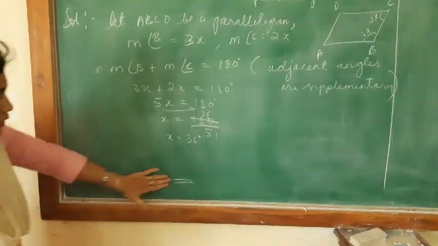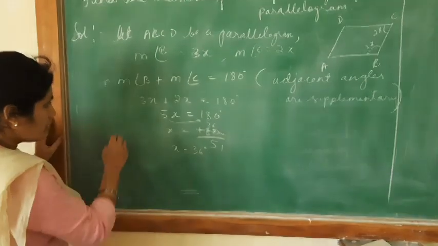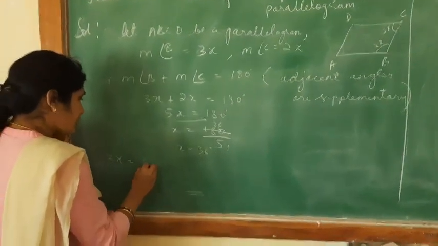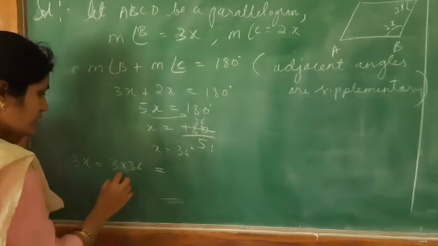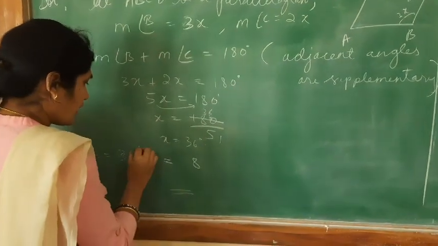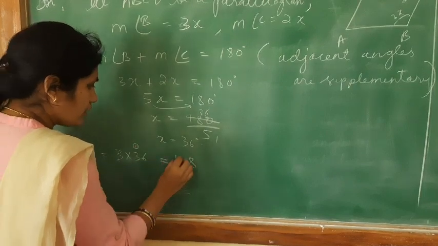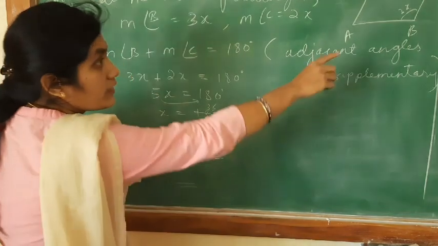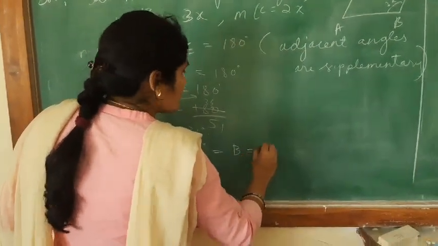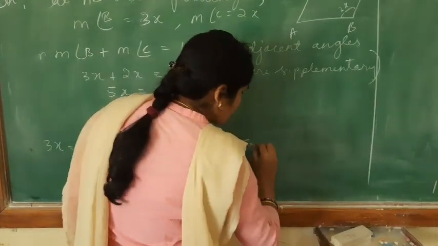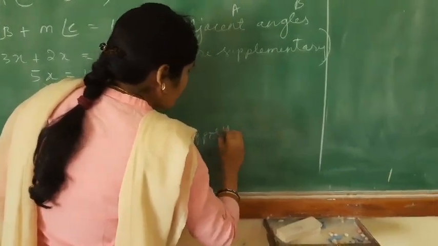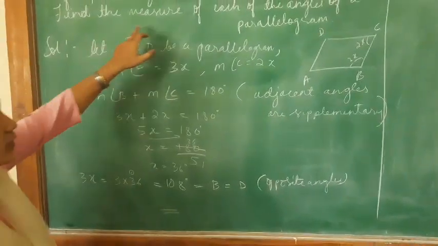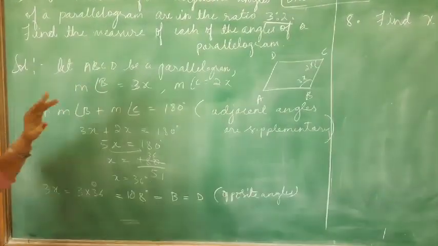So, once you find out x, now you can find out 3x. 3x is equal to 3 into 36. That is 3 sixes are 18, carry 1, 3 threes are 9 plus 1 is 10. 108 degrees. So which angle is 3x? 108 degrees is equal to B, also equal to D because of opposite angles. Because here we need to find all the angles. Find the measure of each of the angles. That refers to all the angles.